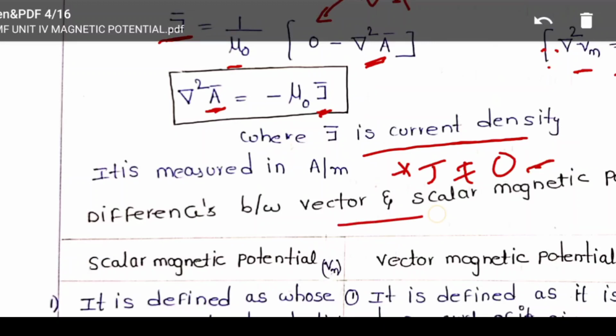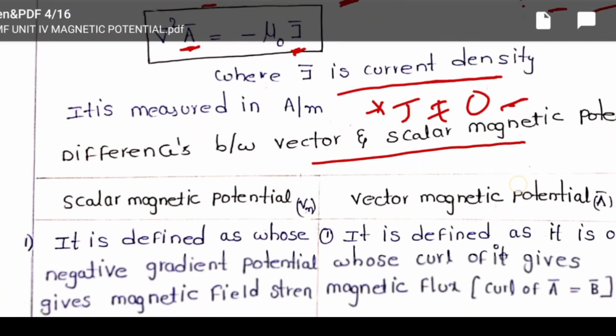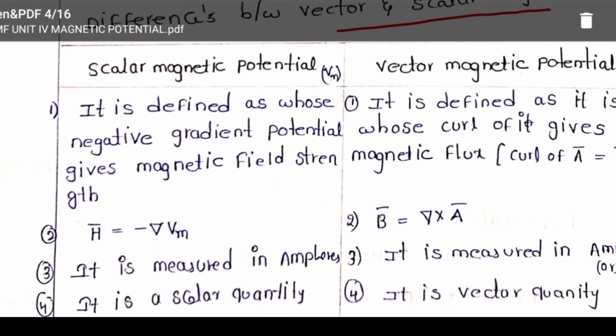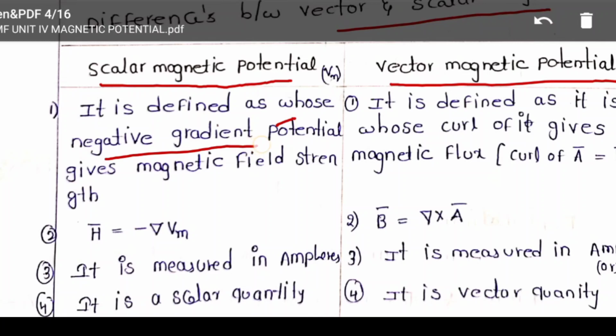Now we go for the difference between scalar and vector magnetic potentials. It is simple if you know the basics. In the previous lecture we started scalar magnetic potential, and now we have completed vector magnetic potential. Now the differences you can see. Scalar magnetic potential is defined as the one whose negative gradient gives magnetic field strength H bar: H bar equal to minus del Vm.